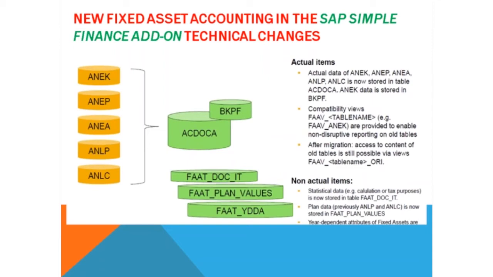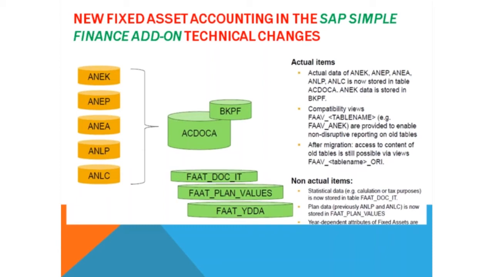And new fixed asset accounting in the simple finance add-on, because it's an add-on functionality. And what happened from the fixed asset perspective? From the fixed asset perspective, these are ANEK, ANEP, ANEA, ANLP, ANLC. These are different tables which store different data from the fixed asset perspective. Now everything is coming into ACDOCA, and these are called actual line items, and these are called non-actual item details. You can also carry them, and do statistical analysis too. So these techniques are also simplified even in fixed assets, and new depreciation calculation engines are there with all of the parameters also associated with it.